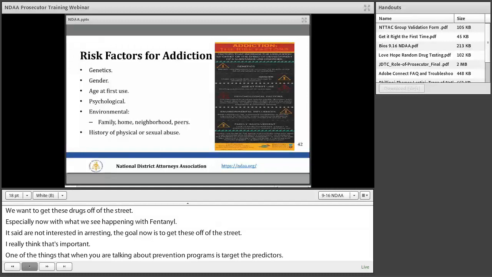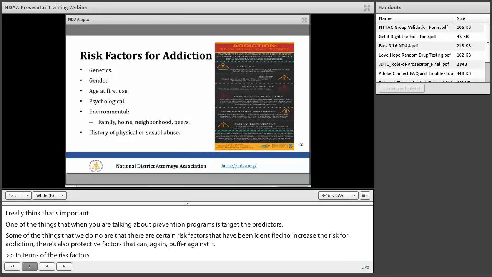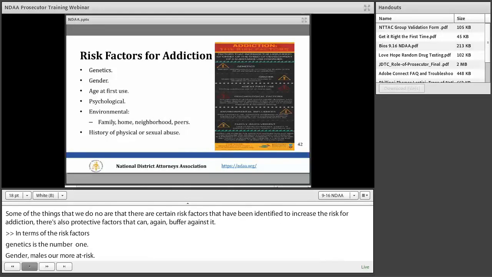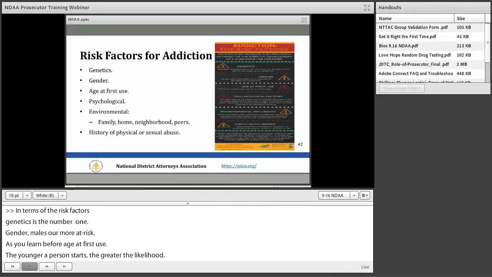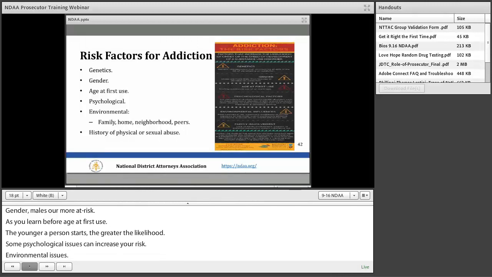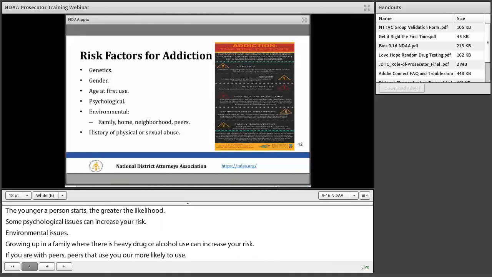In terms of the risk factors, genetics is the number one, and gender, males are more at risk. As we learned before, age at first use, the younger a person starts, the greater the likelihood. Some psychological issues can increase your risk. Environmental issues, growing up in a family where there is heavy drug or alcohol use can increase your risks. If you're with peers that use, you're more likely to use. A history of physical or sexual abuse, again, turning to drugs or alcohol to try to cope with it.